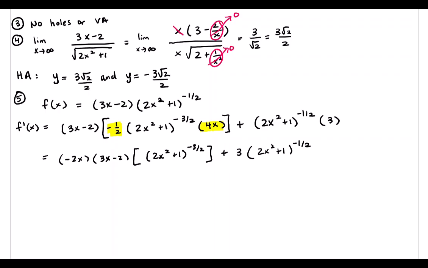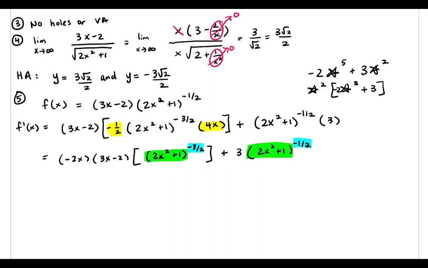Now, here's what I'm going to do next. I notice that I have a 2x squared plus 1 here and a 2x squared plus 1 here. However, they're being raised to different powers. This one's negative 3/2, this one's negative 1/2. I'm going to factor that out, just like I would if I had something like star to the negative 2 star to the 5th power plus 3 star squared. I factor out the power that's smaller. So if I factored out star squared, then this would be star cubed plus, oops, I forgot the negative 2. And then this would be 3 like that.